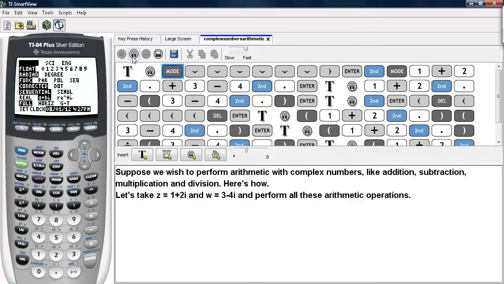But first, we're going to go to mode, and we're going to put our calculator in a plus bi mode, the rectangular form for complex numbers. And then we'll start typing in our complex numbers.